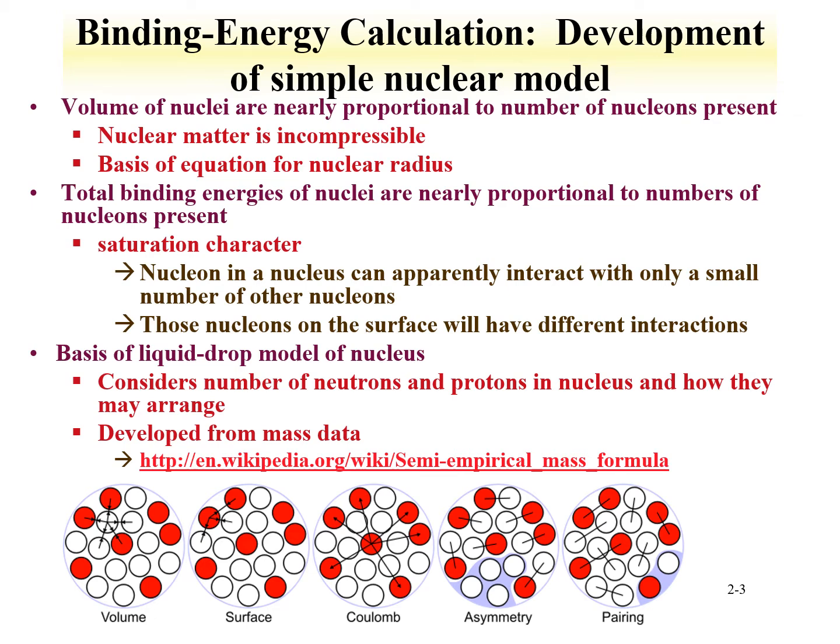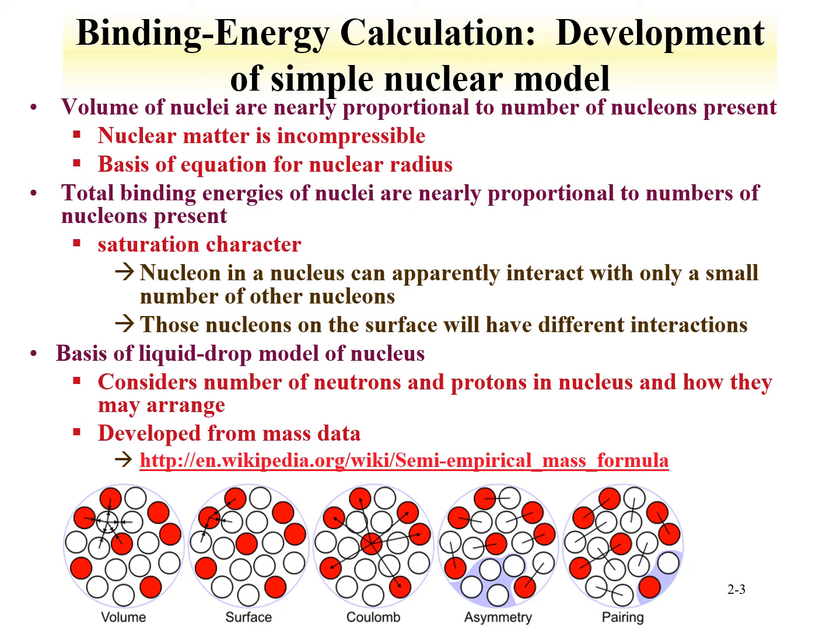And the total binding energy of nuclei is nearly proportional to the number of nucleons present, so there's a saturation character. That means that the nucleons tend to only interact with a small number of other nucleons. If we thought of water, water only tends to interact with other water around it. So it seems to be a reasonable model.